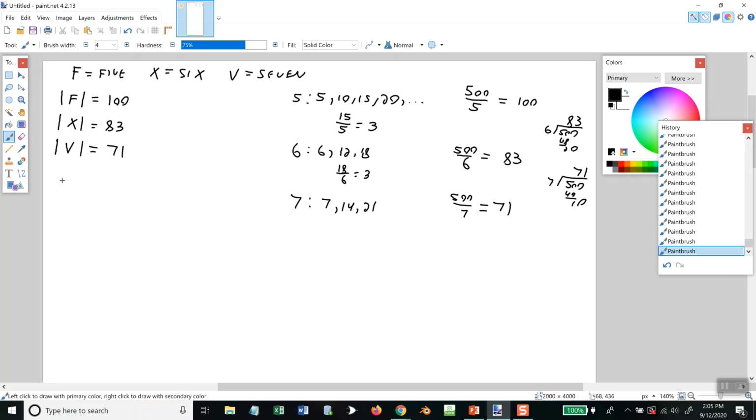Okay, so if I add these together, I'm going to have 100 plus 83 plus 71. And let's see, that's 254. I'm not very good at basic math. The problem is the ones we count twice.